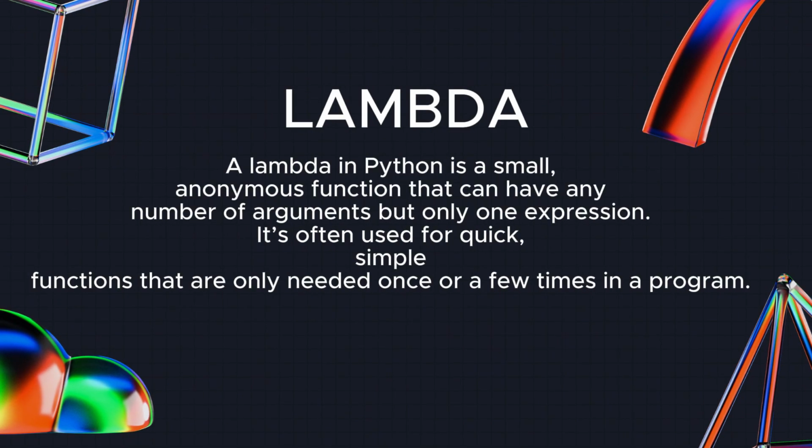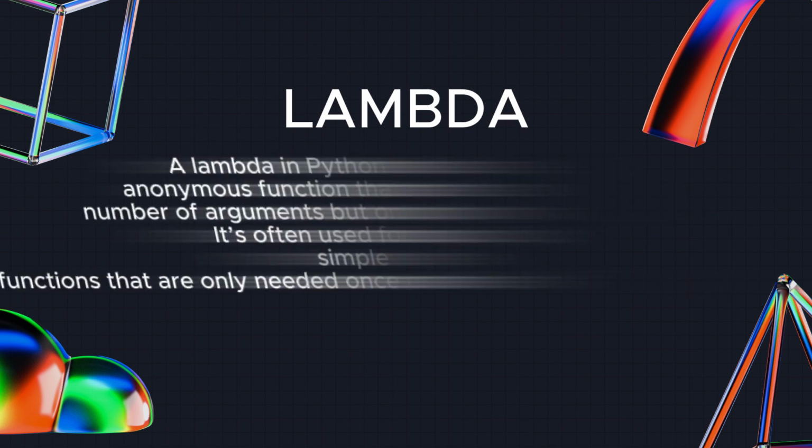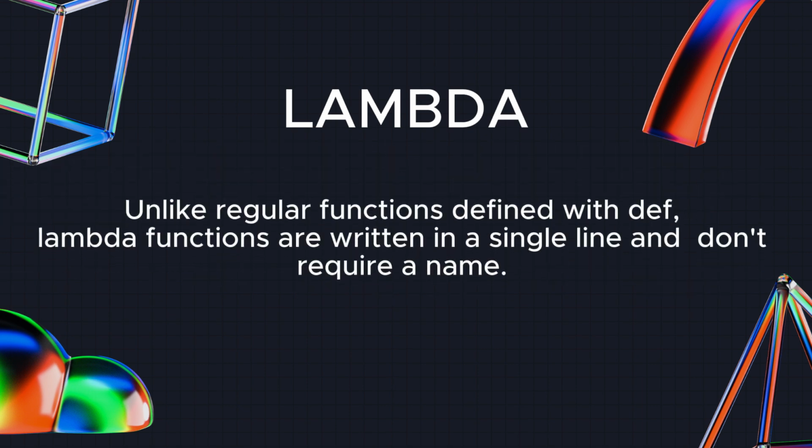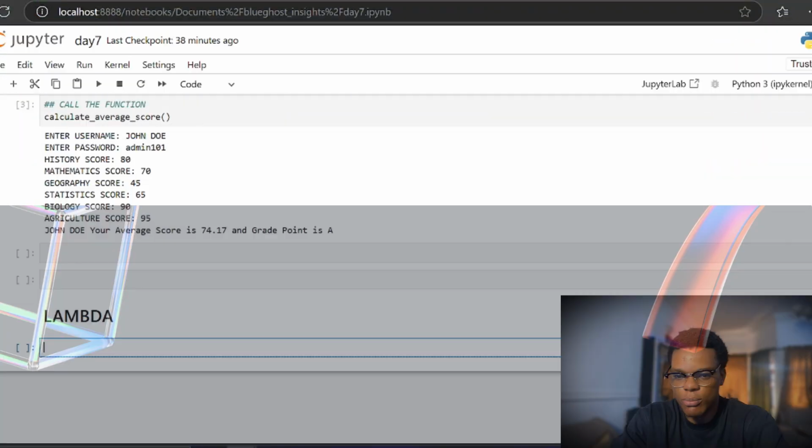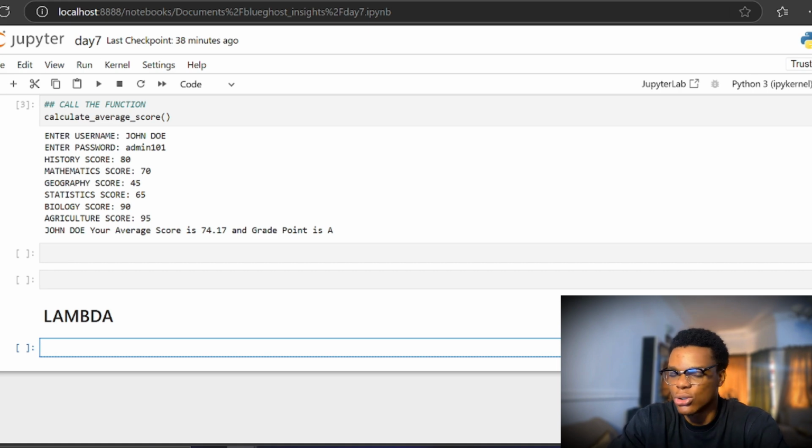Lambda in Python is a small anonymous function that can have any number of arguments, but only one expression. It is often used for quick, simple functions that are only needed once or a few times in a program. Unlike regular functions defined with def, lambda functions are written in a single line and do not require a name. So in this definition, I illustrated everything inside of it.